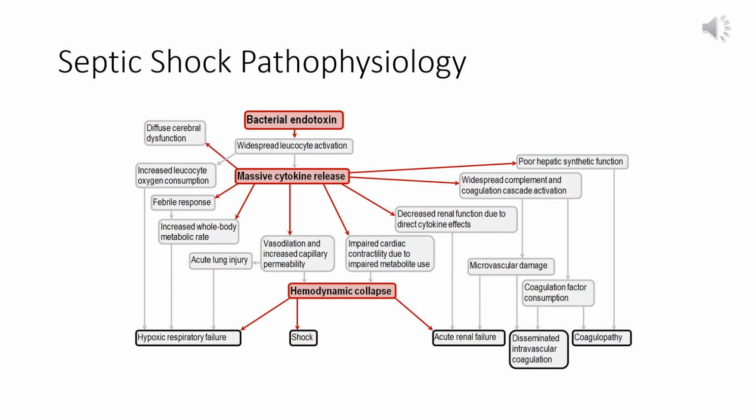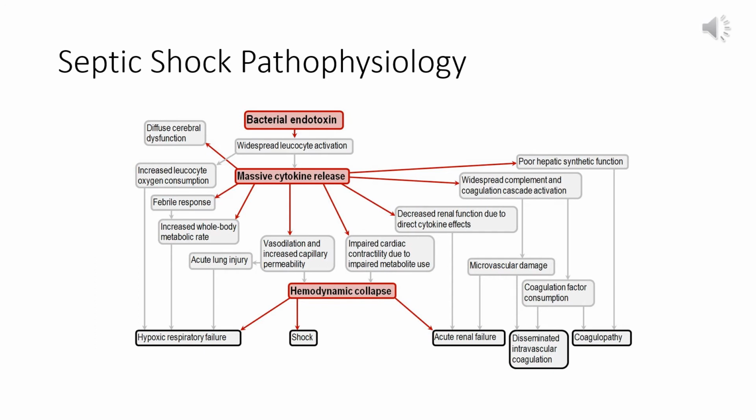With septic shock, we're talking about the bacterial endotoxins, as you see on this diagram here, that cause a widespread leukocyte activation, or an increase in their white blood cells. Their white blood cell count is elevated. Because of that, the bacterial endotoxins and that reaction by the body to try to fight off this bacteria, we get a massive release of cytokines. Those cytokines cause a multitude of things to happen. And you'll see some of the things that happen in that cytokine release response. I'm not going to talk about every one of them, but we do get a febrile response. We get an increase in the body's metabolic rate.